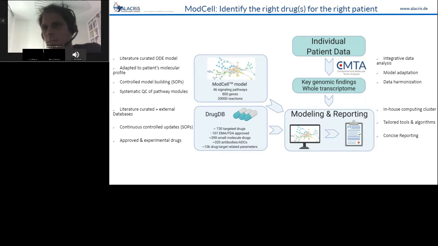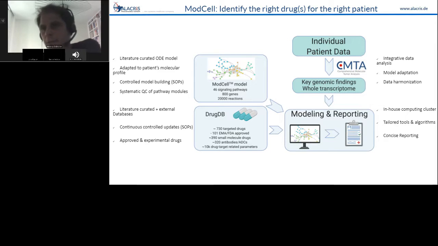So the way the model is designed, it's an ordinary differential equation model of the main signaling pathways in a cancer cell. Currently it's 46 signaling pathways, around 800 genes. And then we can model any drug with some molecular mechanism, so any targeted drug where we know where it binds. It cannot be done for chemotherapies, but for any targeted small molecules or antibodies.